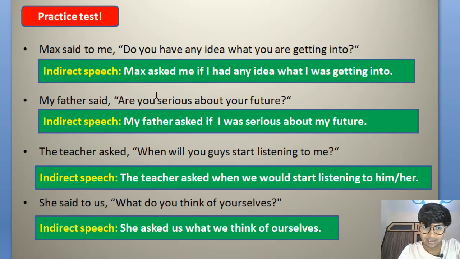All right. Second example, my father said, "Are you serious about your future?" I can say yes, I can say no. So the helping verb will change into "if" or "whether". My father asked if, and who is "you"? This is me. Who is "your"? This is my future, talking about me, right? My father asked if I was serious about my future. There are no quotation marks, no comma, no question mark, right? Everything has been changed.